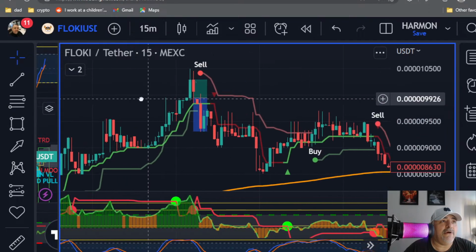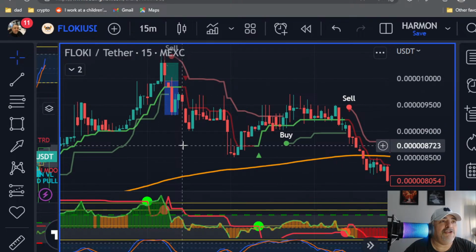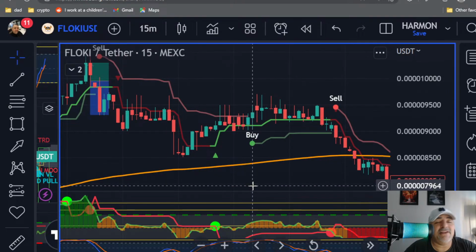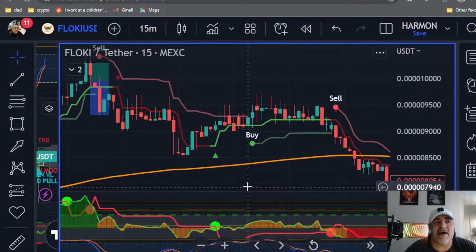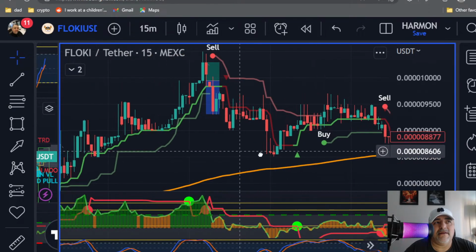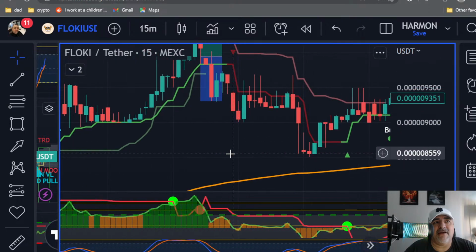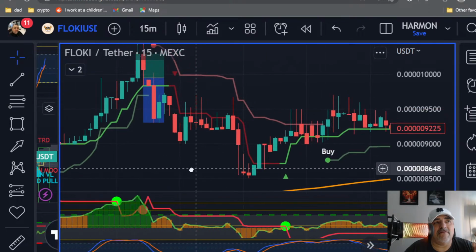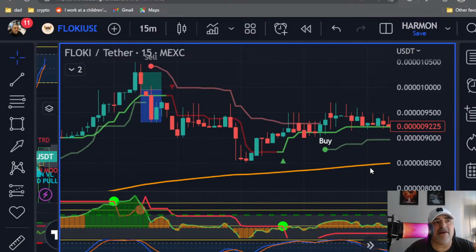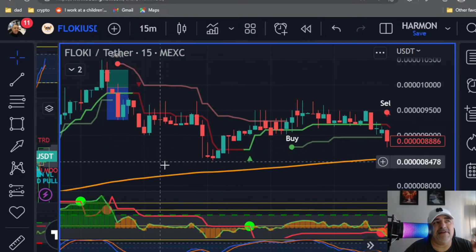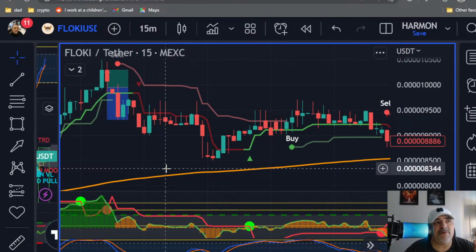I'm trying to understand where the issue is. The issue is you're not buying on green, on positive volume, right? This is the 15-minute. This is all 15-minute trades. These are the 15-minute time frames. Very easy, 15-minute on Floki. Very simple to use.